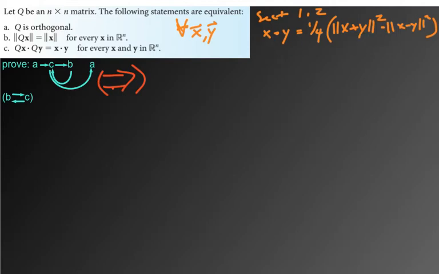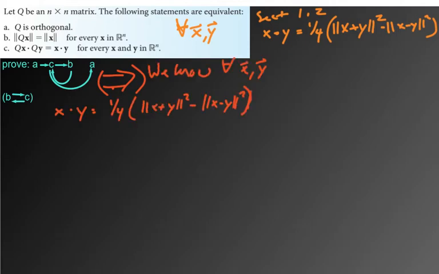So I'm going to copy down what I just wrote. For all vectors x and y, x dot y is equal to this identity, which again you can go back and look at in the book. And this is where we assume the magnitude of Qx equals the magnitude of x. This is also the reason why we would use this identity, because it involves a magnitude. And that's for every x in B.